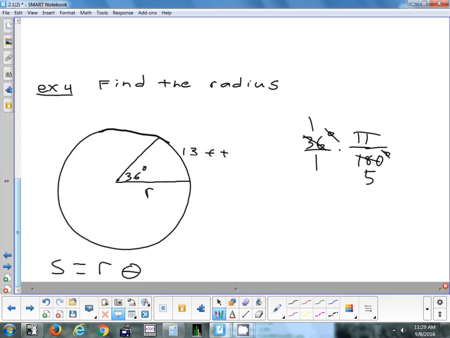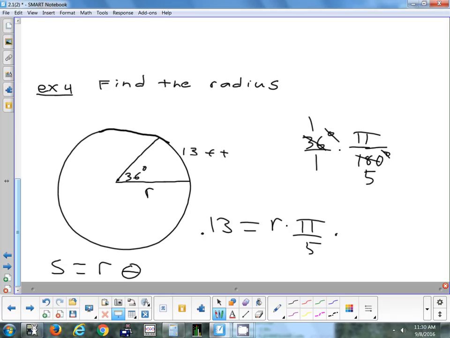Okay, my arc is 13. So S equals, just leave R right where it is, we don't know it, times my angle, pi over 5. Now my last step is I want to get the pi and the 5 both on the other side. So I can do it in 2 steps or I can do it in 1. Does anybody know what I could multiply both sides by? Yeah, multiply by the reciprocal. And it'll move that whole thing in 1 step.